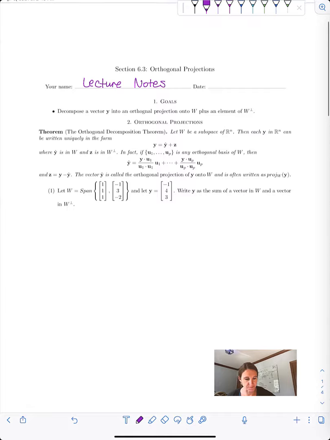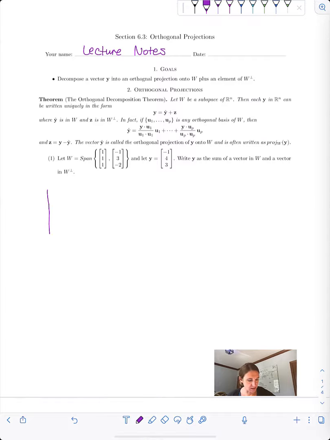If we have a space, let's say we're in R3 and we have some sort of plane in there, then maybe that plane is W. We'll think of it as the flat XY axis, and maybe it's the span of two vectors, and then we have a third vector, a vector y, and we want to drop y down into W and write y as a vector in W plus a vector pointing straight out of W. So that's the picture that you want to have in your mind.